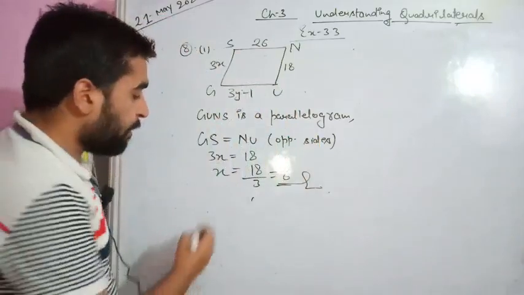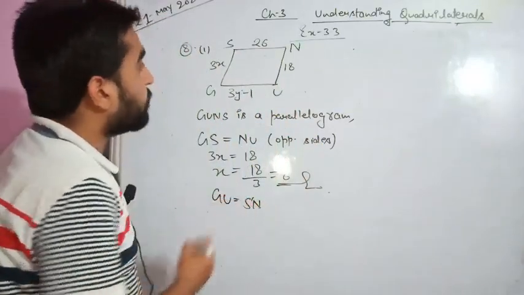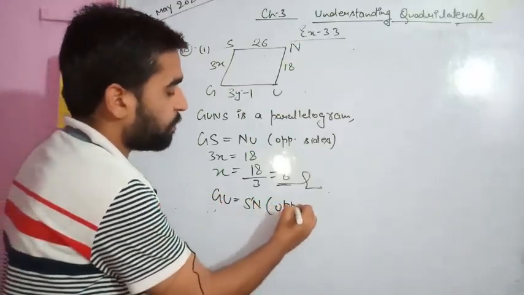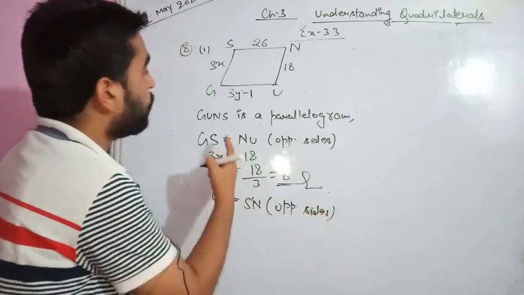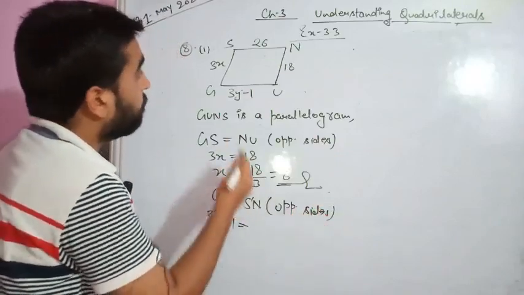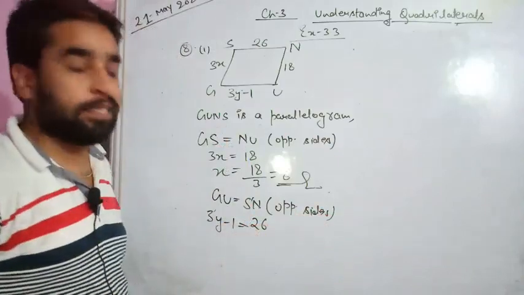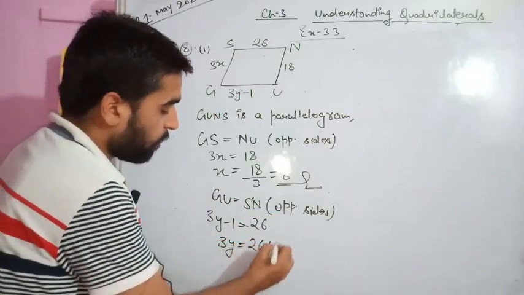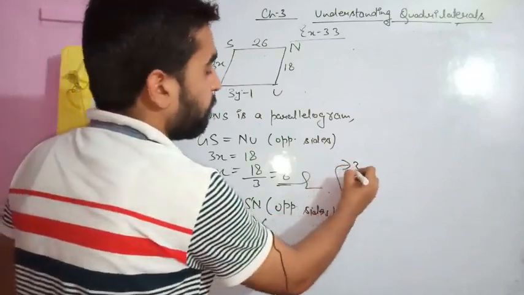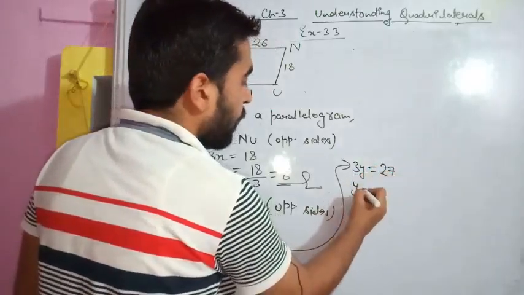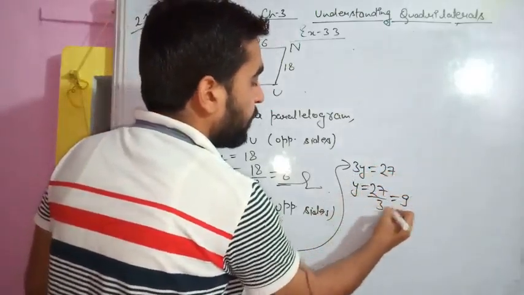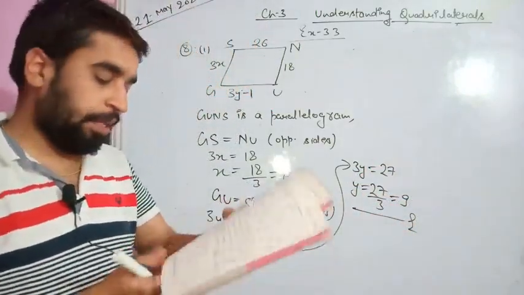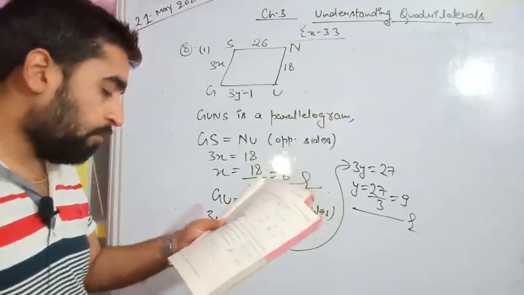Similarly, GO will be equal to SN. Why will GO and SN be equal? Opposite sides of a parallelogram. We should mention this. So students, GO is 3y minus 1, which will be equal to SN, that is 26. Now minus 1 will be shifted to the other side, so this will become plus 1. So 3y is equal to 26 plus 1. 3y will be equal to 27 and y will be 27 upon 3, that will be 9. So both the values of x and y we have calculated for this problem. So let us solve the second part of this question number 8.